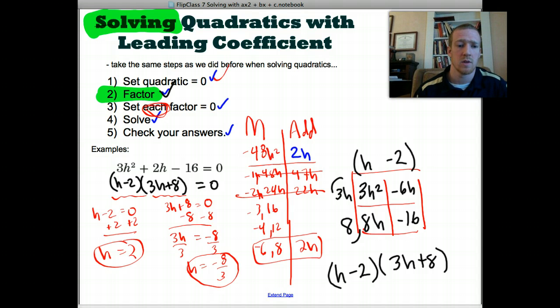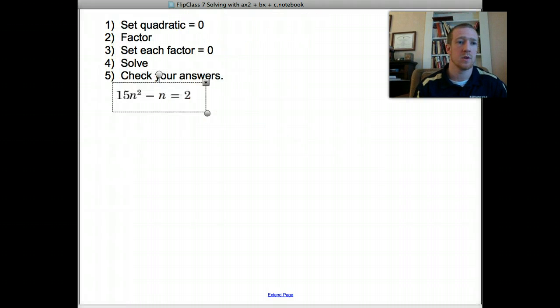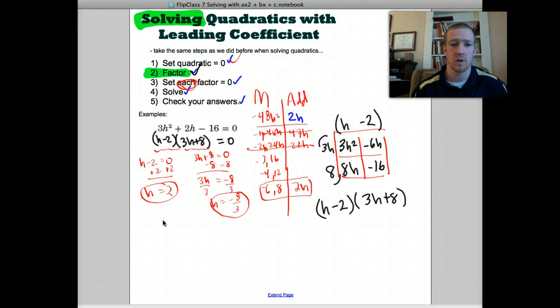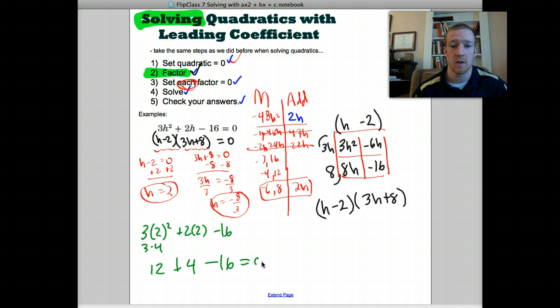So let's check our two answers. The first one's easy enough to check. Just plug a 2 in everywhere there's an h. So we have 3 times 2 squared plus 2 times 2 minus 16. 2 squared is 4, so that's 3 times 4, which is 12. Plus 2 times 2 is 4. Minus 16. And that does in fact equal 0.